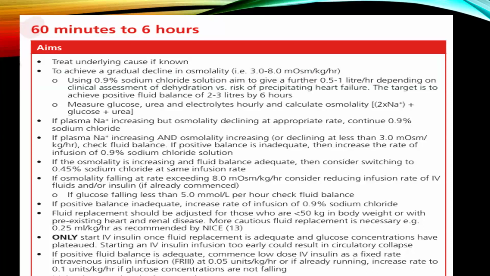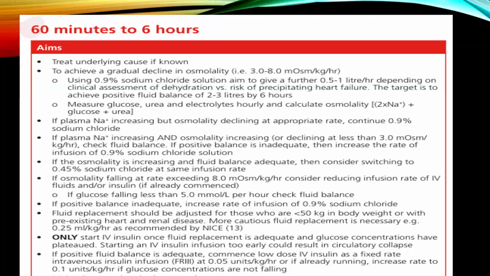Fluid replacement should be adjusted for those who are less than 50 kg body weight or with pre-existing heart or renal disease. More cautious fluid replacement is necessary, for example, 0.25 ml per kg per hour as recommended by NICE.